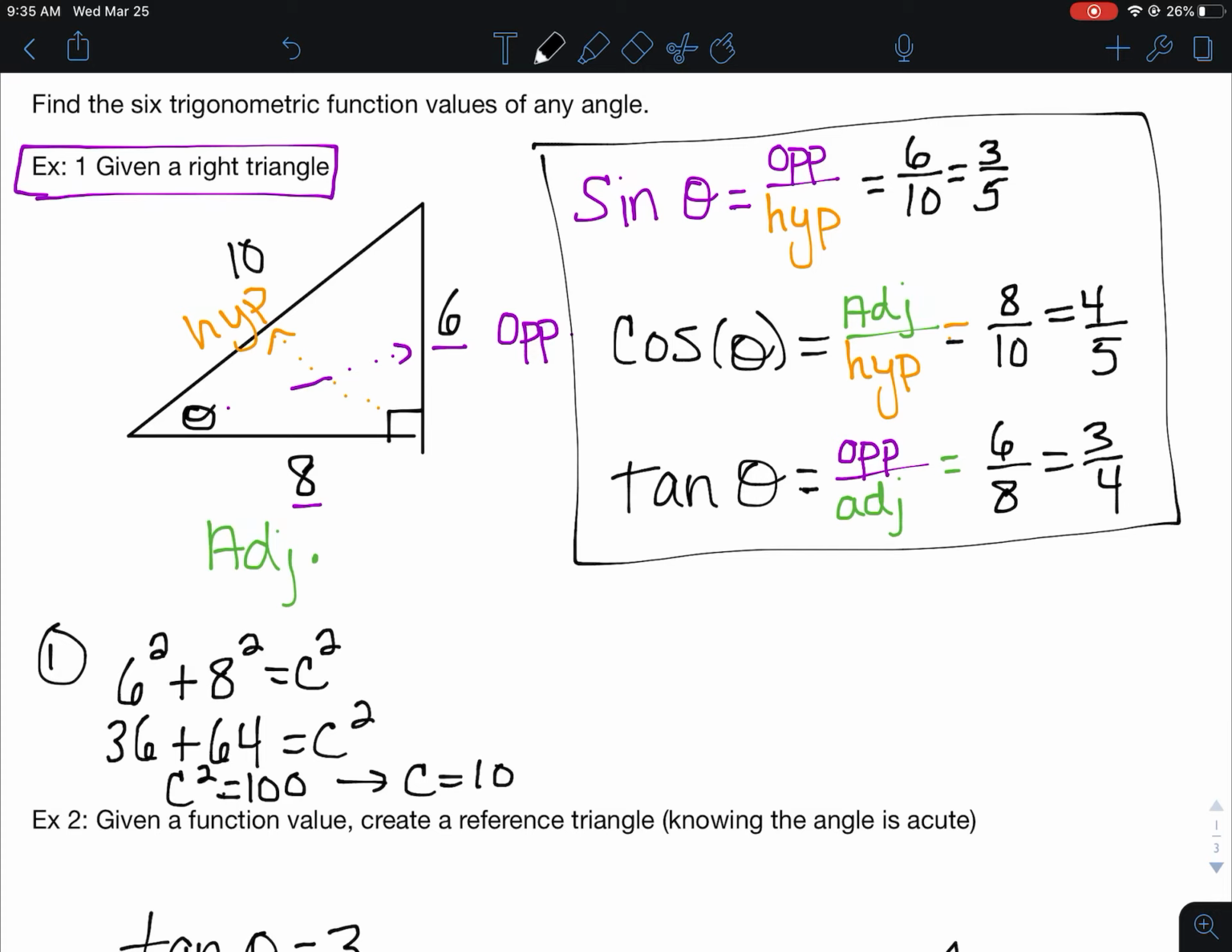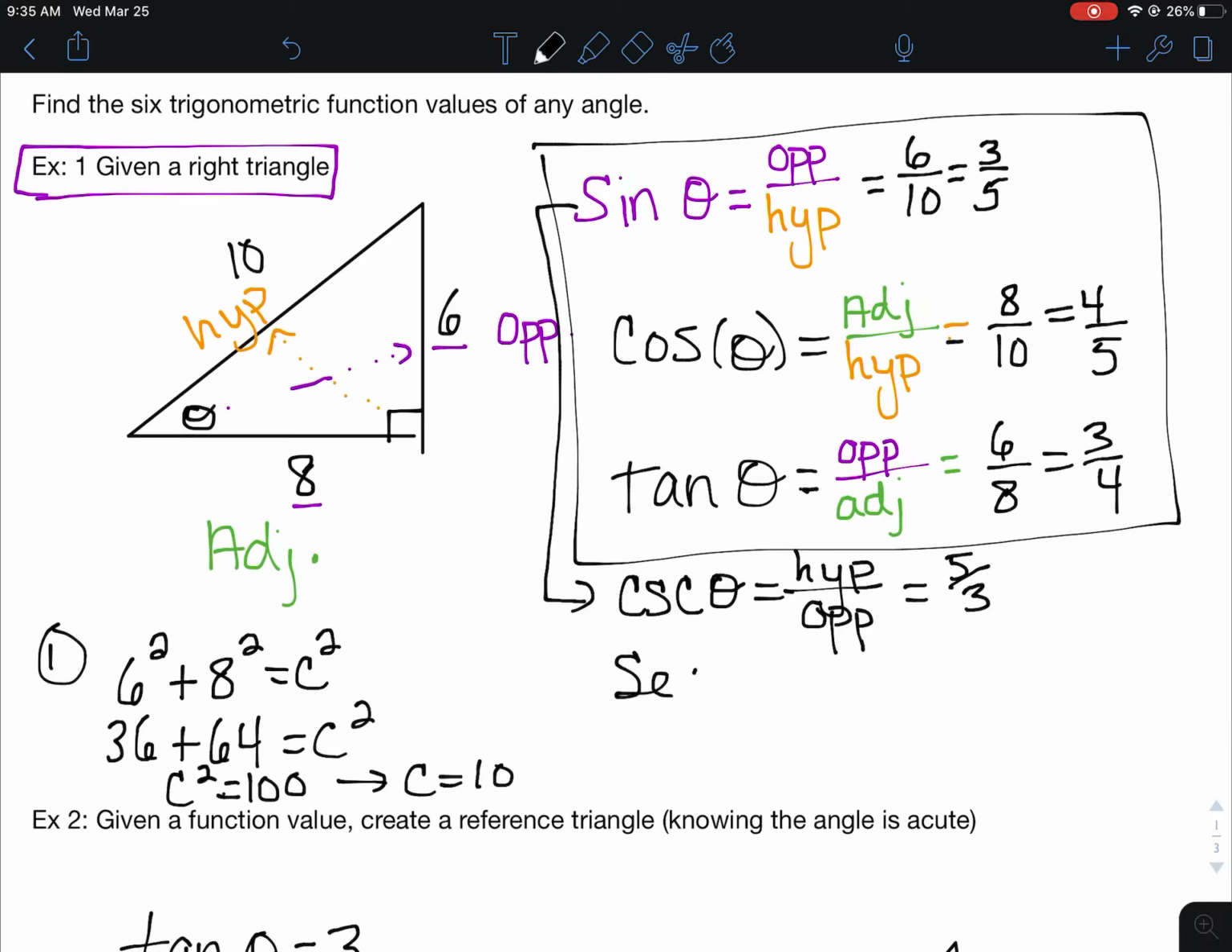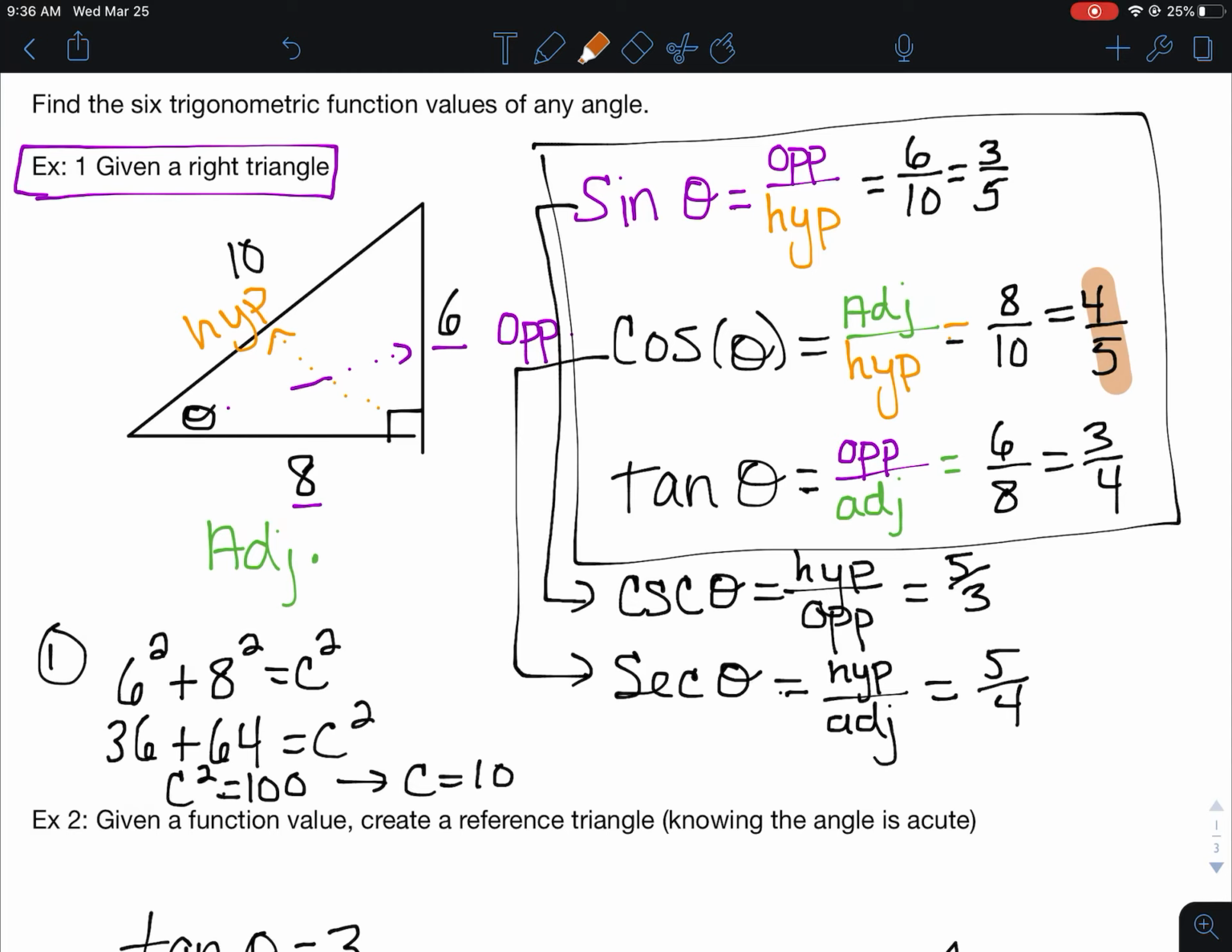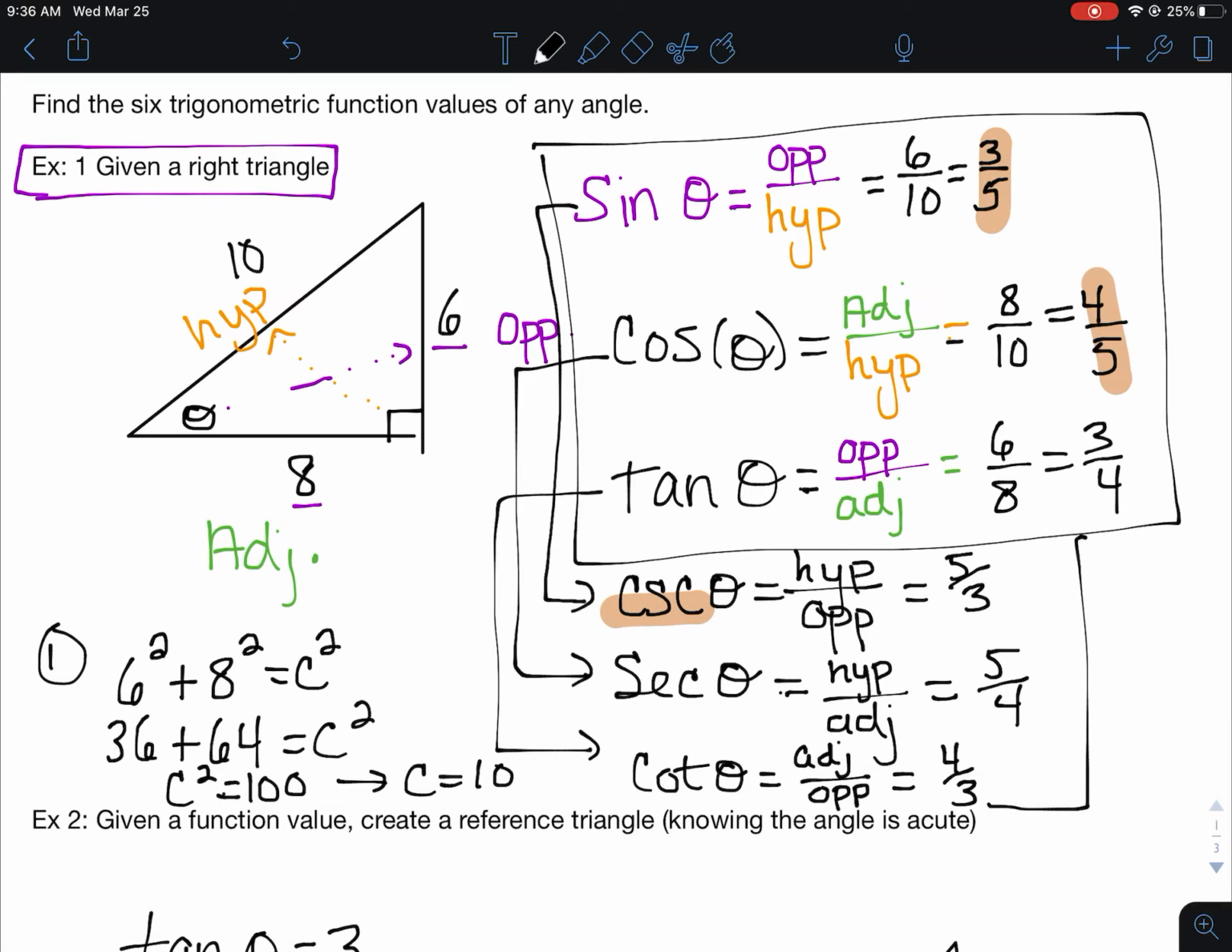So there are your first 3 function values for the first 3 trig functions. And then remember, secant, cosecant, and cotangent are just the reciprocal of these. So for the sine, if I want to find the cosecant of theta, it's going to be the hypotenuse over the opposite, which would be 5 over 3. For the secant of theta, it's going to be the reciprocal of cosine, so it's hypotenuse over adjacent, which would be 5 over 4. So I'm just reciprocating that, right? And for cosecant, I just reciprocated the sine. And then last, for the cotangent of theta, it's going to be the reciprocal of tangent, so adjacent over the opposite, which is 4/3. All right, so there are all 6 trig values.